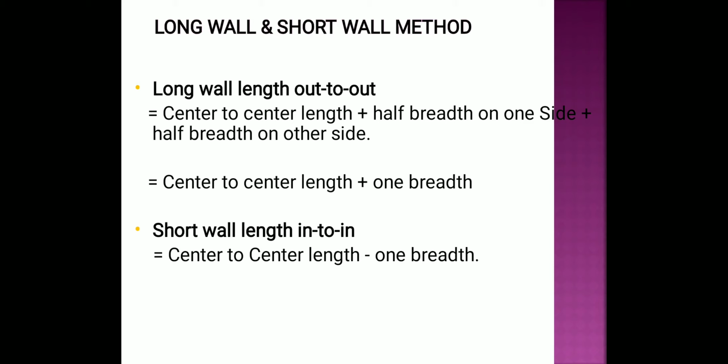So for long wall and short wall method, length is center to center length plus half the breadth of one side plus half the breadth of the other side. So that is equal to center to center length plus one breadth. For the short wall, that is the in to in, center to center length minus one breadth.